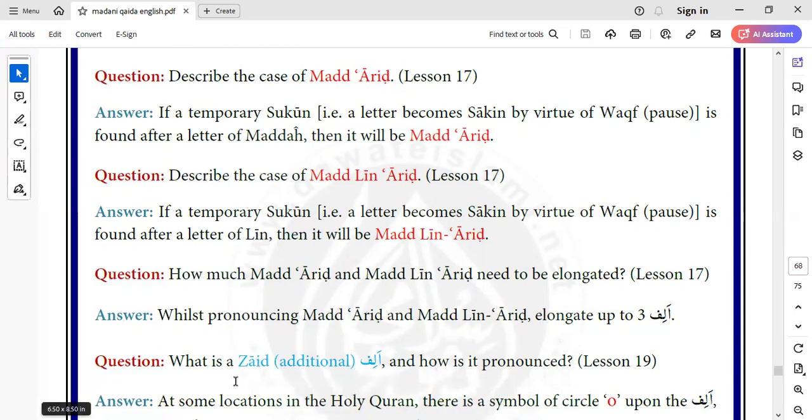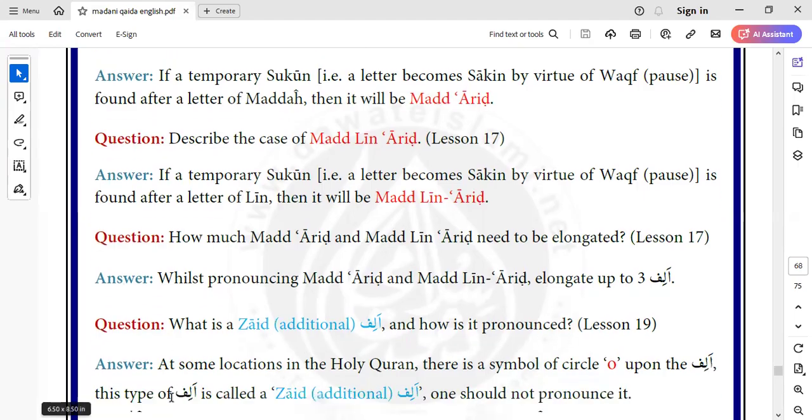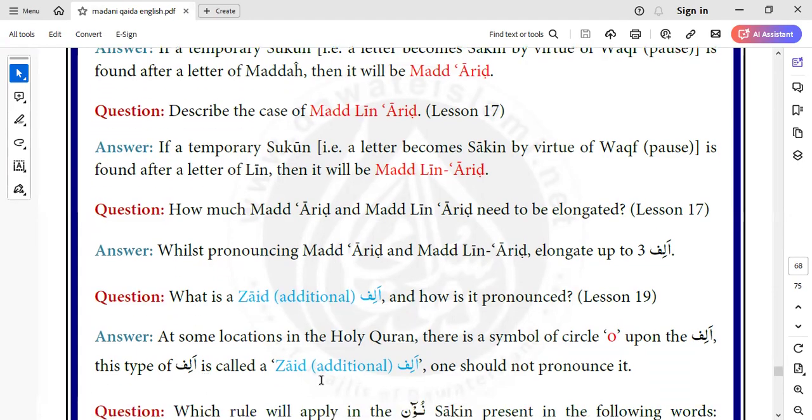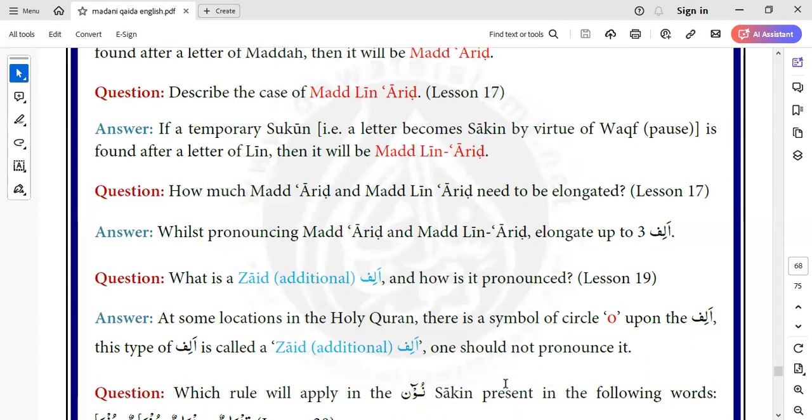Question. What is a zaid additional alif and how is it pronounced? Answer. At some locations in the Holy Quran, there is a symbol of circle upon the alif. This type of alif is called as zaid additional alif. One should not pronounce it.